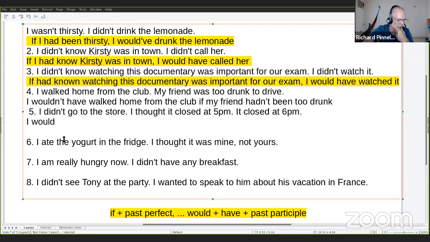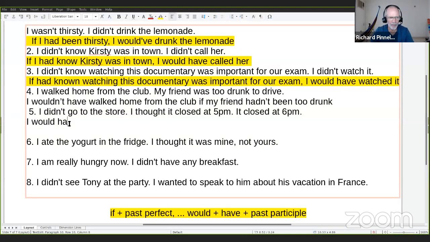Fanny says would had gone. No. Claudia, would have gone. Very good, yeah. I would have gone to the store. I would have gone to the store if... We're very quiet, Clementi and Israel, very quiet. Are you still there? Are you thinking? Yes. I would have gone to the store.